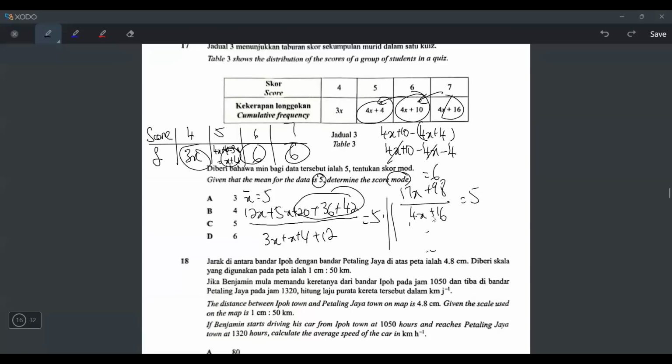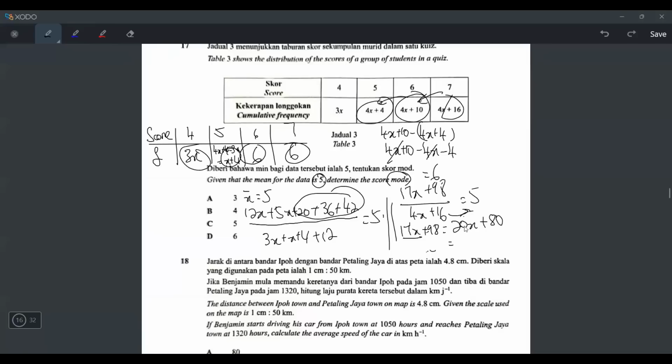Equals 5. But I want to find x, so I should remove the fraction. I move this one and it becomes multiplication. So it will be 17x plus 98 equals 5 times 4x plus 16, because this one is division so it becomes multiplication. When you expand this, 5 times 4x is 20x, and 5 times 16 is 80. So now I can find x, right?